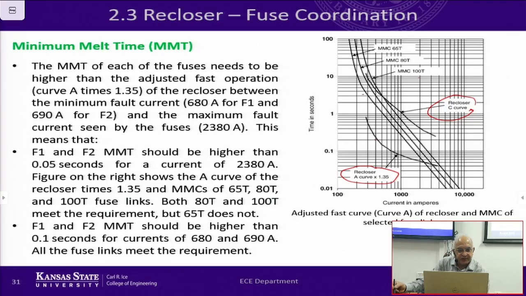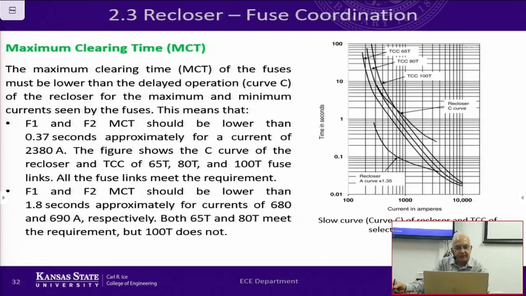As far as the 680 and 690 amps are concerned, which are right here, 100, 200, 300, 400, 500, 600, 700, right there, we have plenty of space between the recloser and the fuse characteristics, so we are okay. So the lower limit we are fine, upper limit we have a problem. So 65T cannot work.